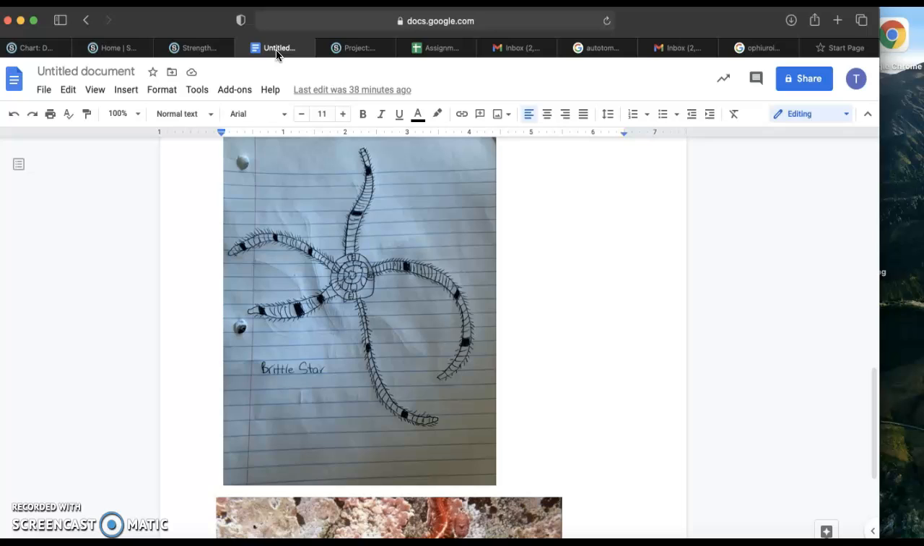capable of contracting, which is commonly used as a defense mechanism when they need to squeeze out of a tight space. And the brittle star has also been observed to ditch its trapped arms, which is known as autotomy.